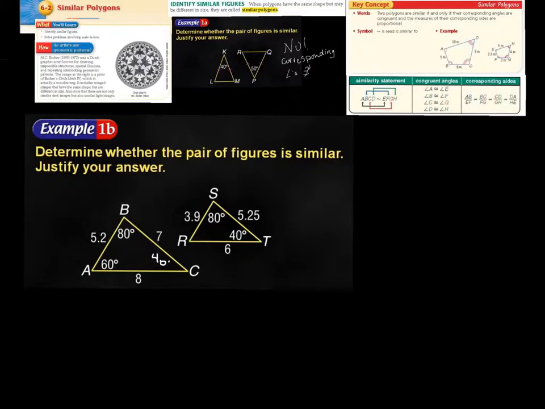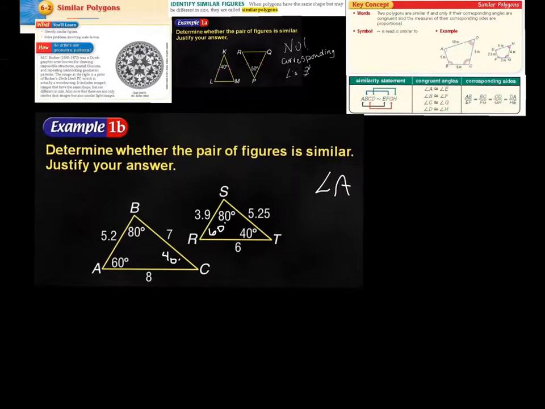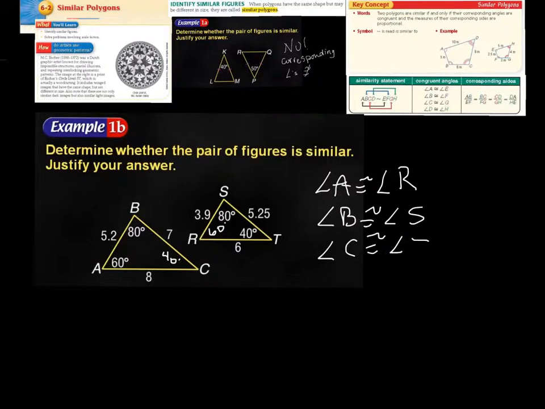180 minus 60 plus 80 is 140. And angle R would have to be 60. 180 minus 120 is 60. So our corresponding angles are congruent. Angle A is congruent to angle R, the other 60. Angle B is congruent to angle S, also 80. And angle C is congruent to angle T.